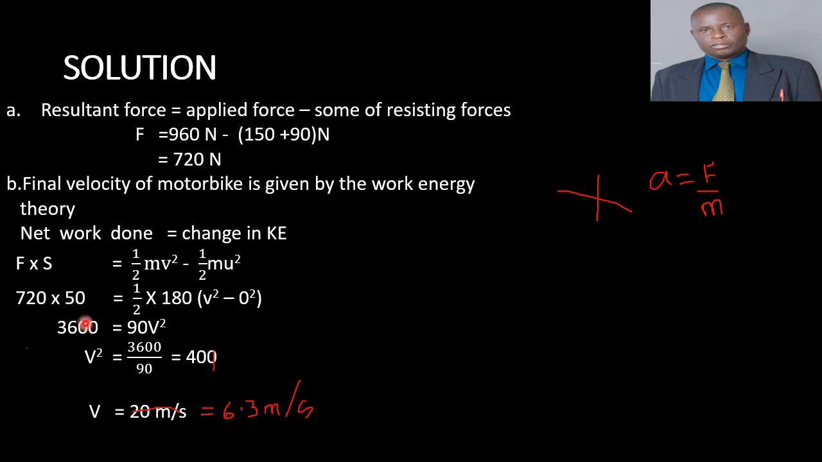If you take the product of 720 times 50, 720 times 50 is 3,600. All right. So here it's 92 into 180 is 90. So you divide both sides by 90 here. So divide by 90. It will give us 40.